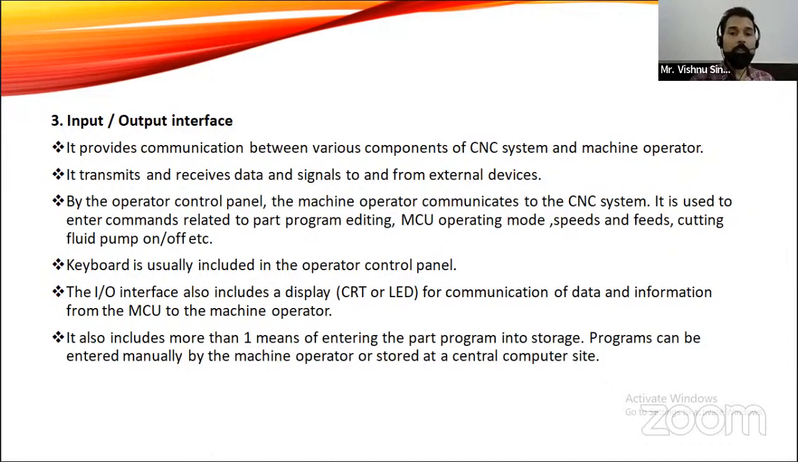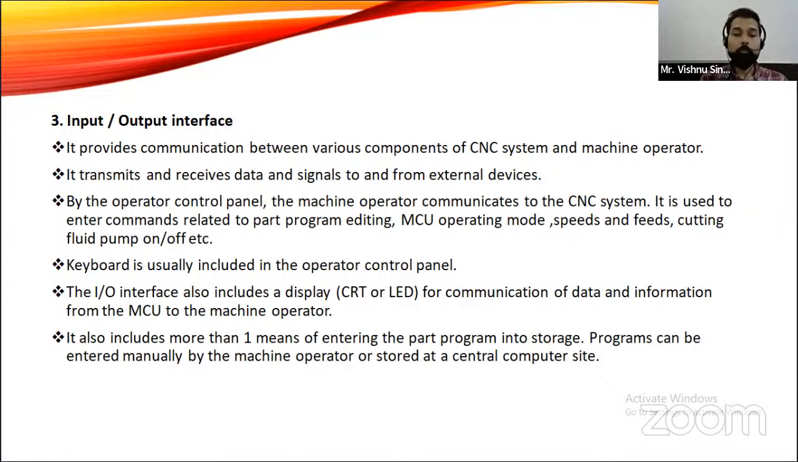It provides communication between the various components of the CNC system and the machine operator. It transmits and receives data and signals to and from external devices. So what are these external devices? It could be a keyboard, it could be a console, it could be various things. Through the operator control panel, the machine operator communicates with the CNC system. It is used to enter commands related to part program editing, MCU operating mode, speed, feed, and cutting fluid pump on and off. Keyboard is usually included in the operator control panel.